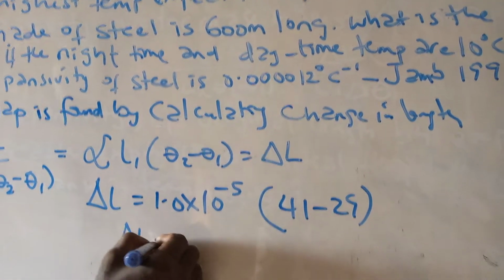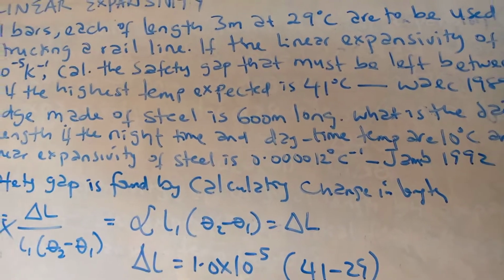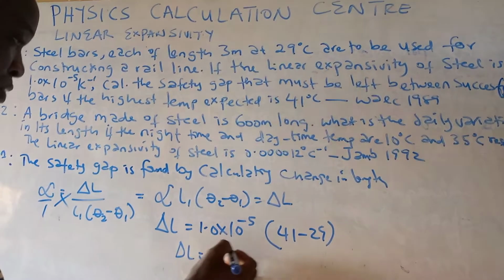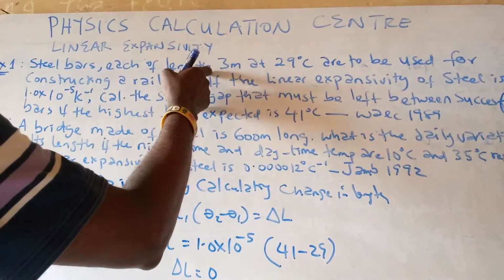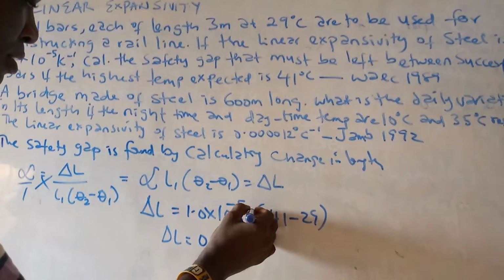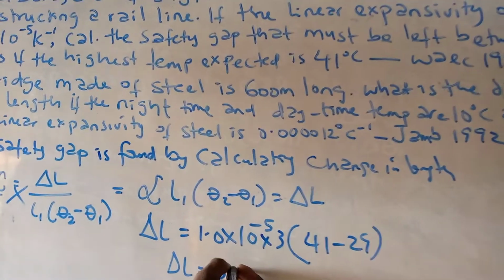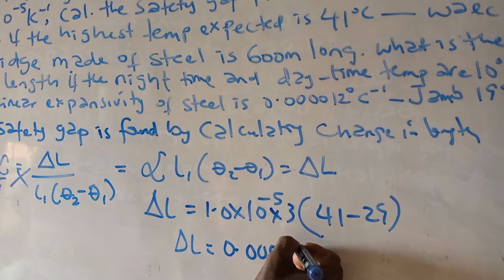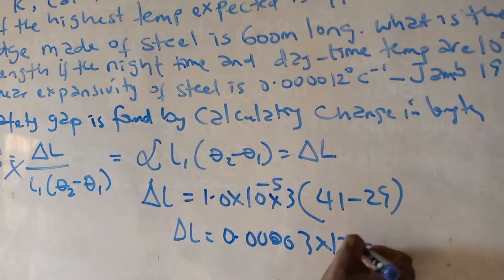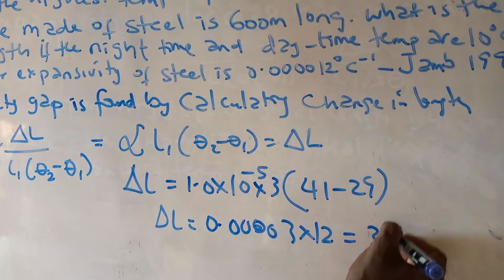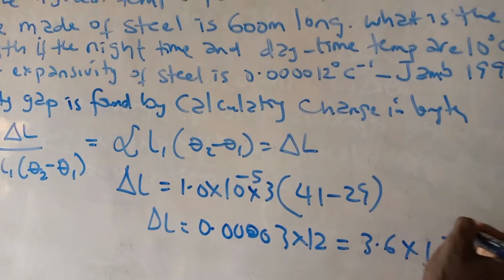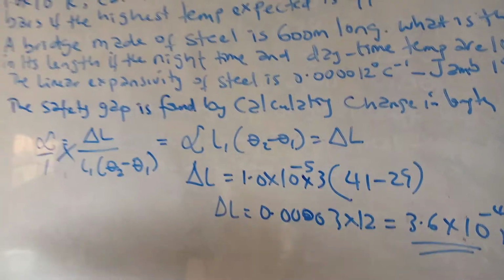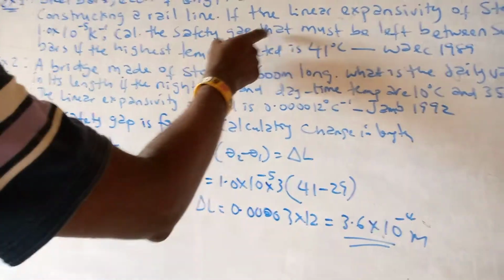When you do this, it gives you 0.0001 times L1, the original length before expansion. Don't let us forget that, 3. So that is 0.0001 times 12 times 3, which is 0.0003 times 12, and that will give us 3.6 times 10 to the power minus 4 meters. So this is the safety gap needed, because it says the safety gap that must be left.